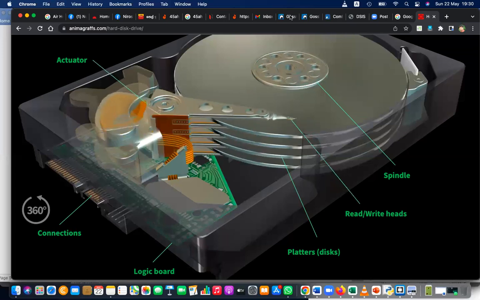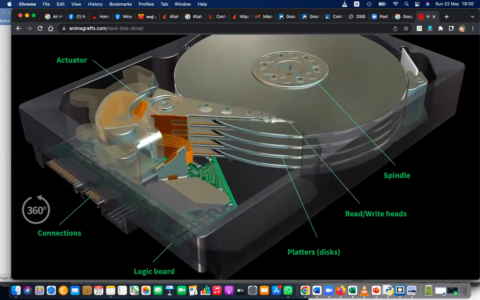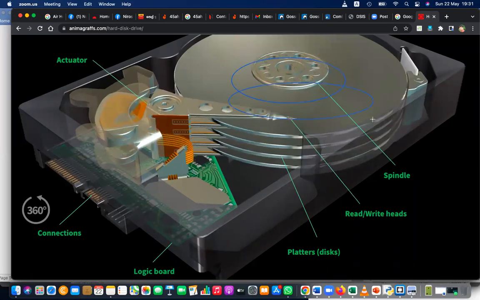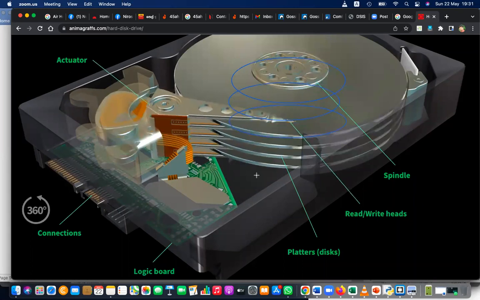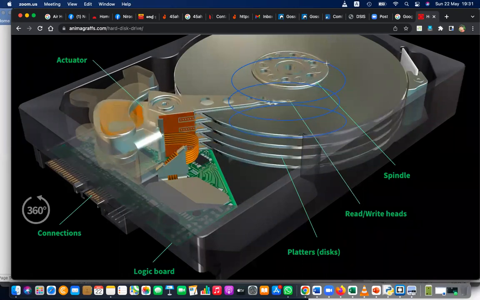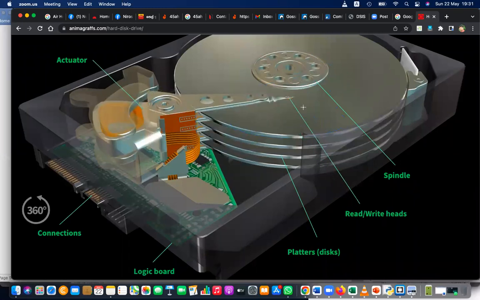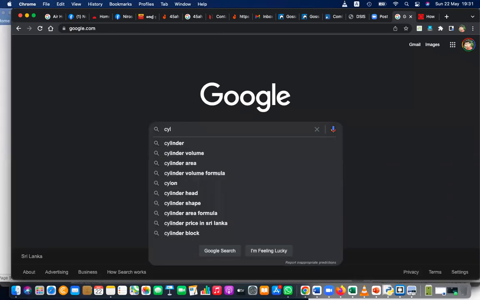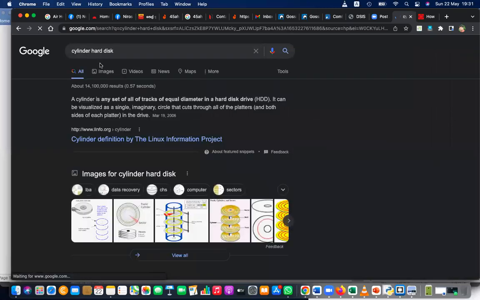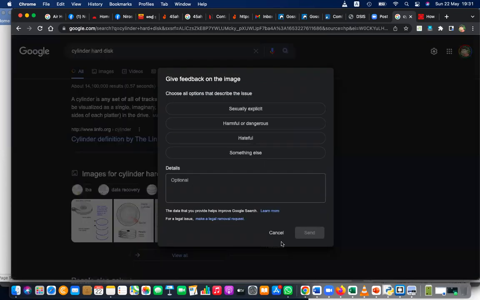What is a cylinder? Let's think about a ring. If you place a ring there and another ring there, another ring there, a set of rings together will create a cylinder. Similar to that, these 8 surfaces form a cylinder. If I show you a clear image of a cylinder in the hard disk, this is what a cylinder is. I hope this image is clear.